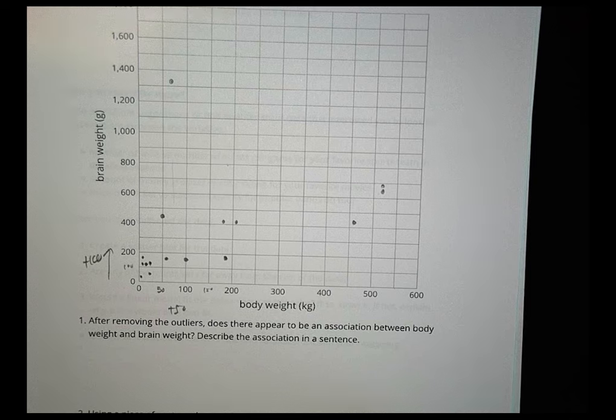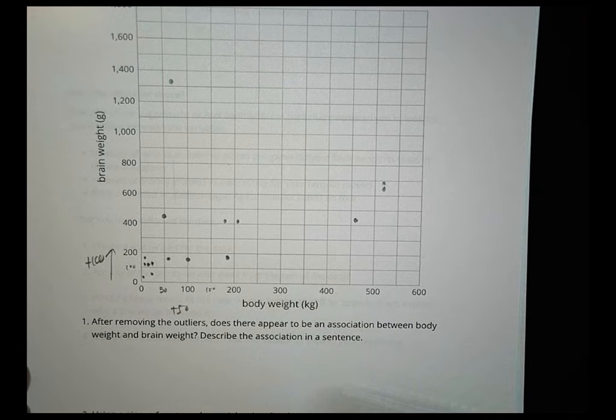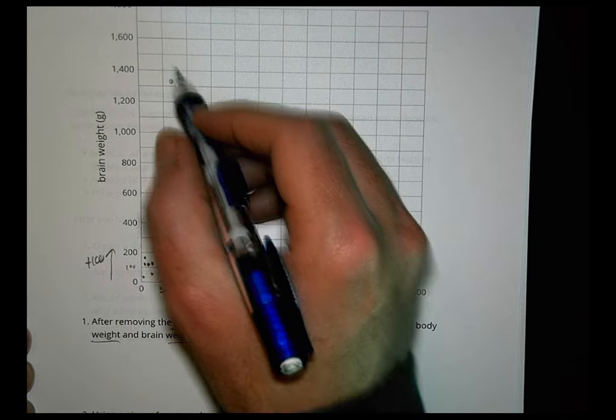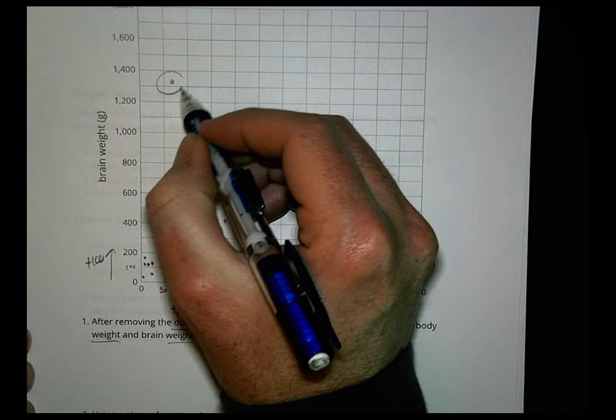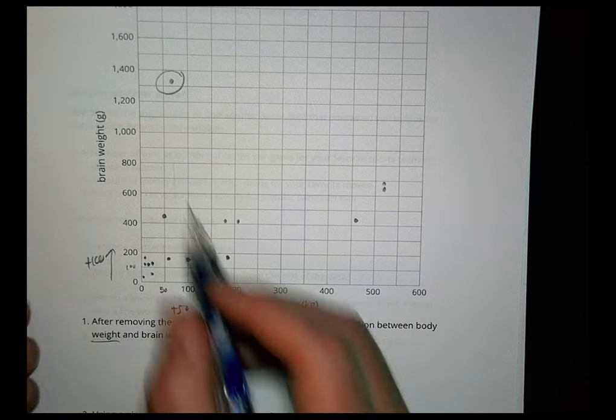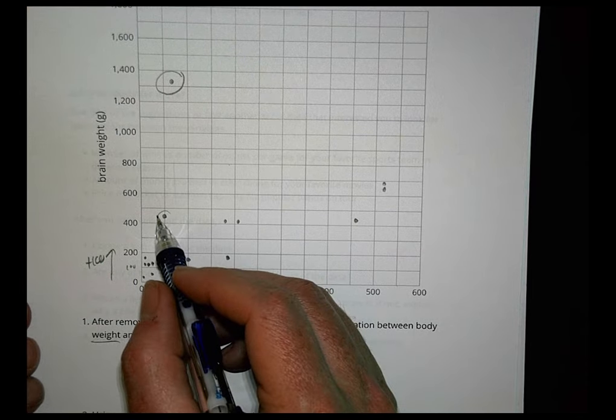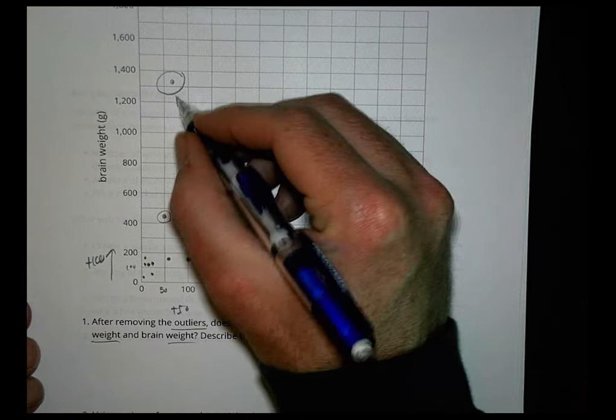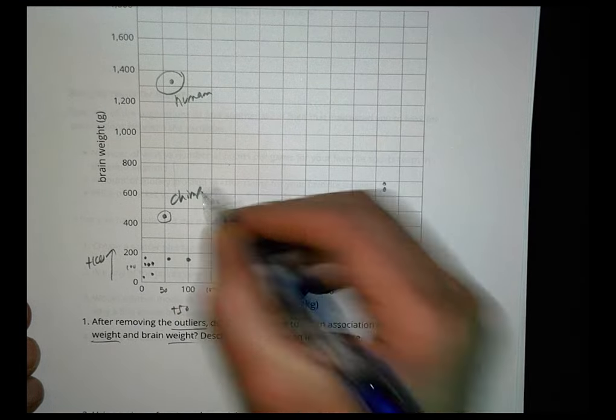The first question says, after removing the outliers, does there appear to be an association between body weight and brain weight? So our outlier would be this guy right there for sure. That's definitely an outlier there. Okay. Another outlier, you might want to even say that the chimpanzee one is over here. This was our human, and here was our chimpanzee over there.